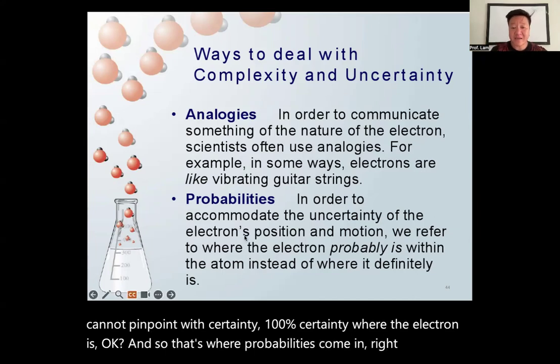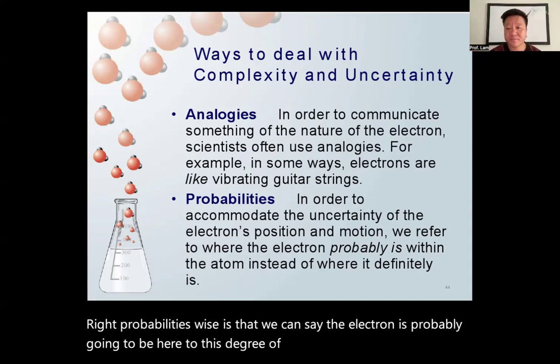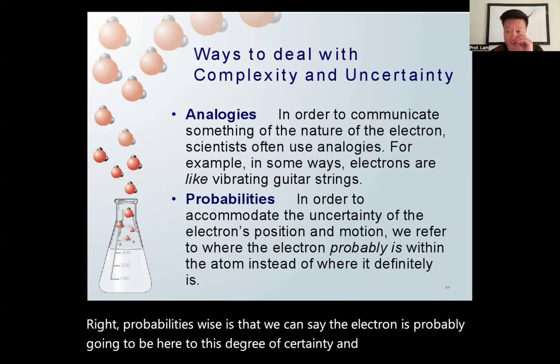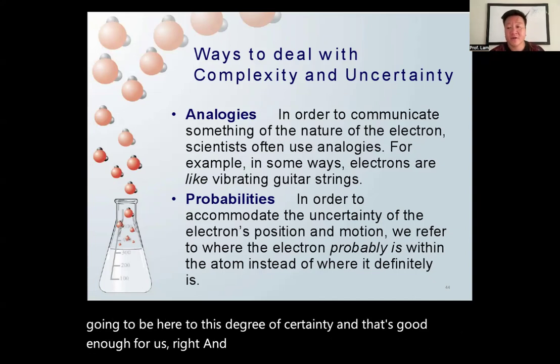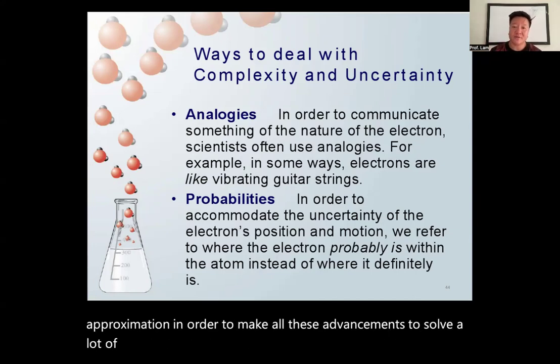So what we can say, probabilities wise, is that the electron is probably going to be here to this degree of certainty. And that's good enough for us, right? We've done a good enough approximation in order to make all these advancements and solve a lot of problems. So that's what it is, okay?